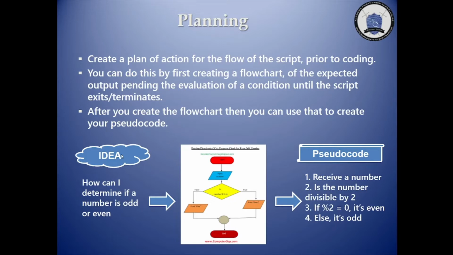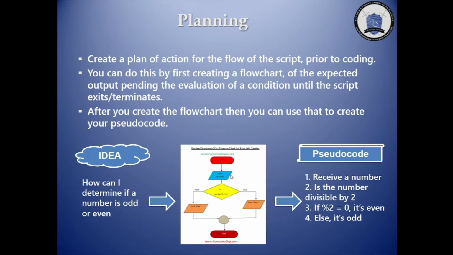So here's an example down here. We have an idea. How can I determine if a number is odd or even? So then we go and create a flowchart of how we want that to be done. So we get the start here. We go down into the conditions, and then we exit down here.